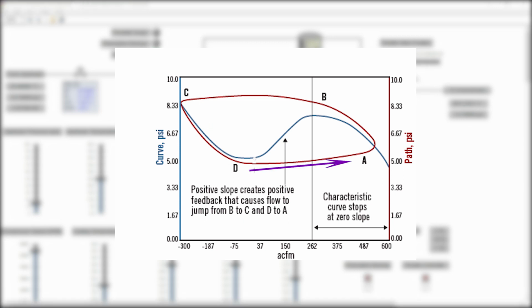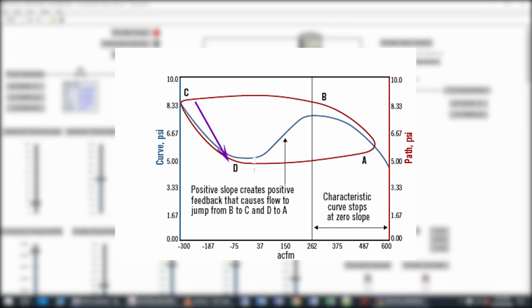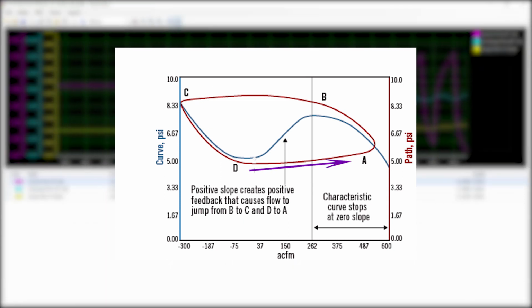The actual jumps in flow are only seen by a very fast flow measurement with extreme rangeability and ability to sense negative flows. A dynamic surge simulation enables the user of an offline automation system to see the extremely disruptive jumps in flow from the positive feedback of the positive slope of the characteristic curve.